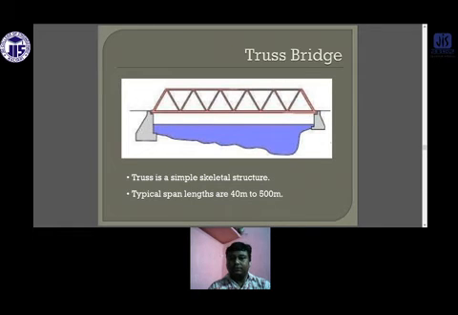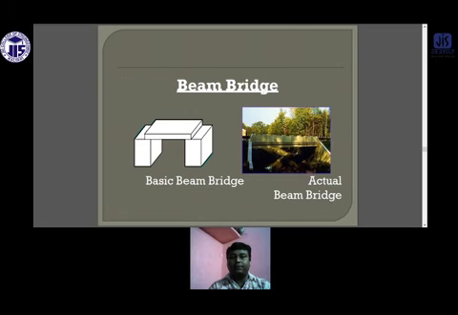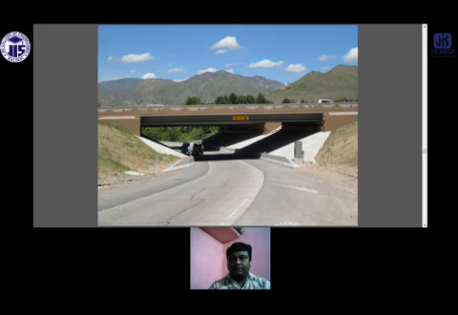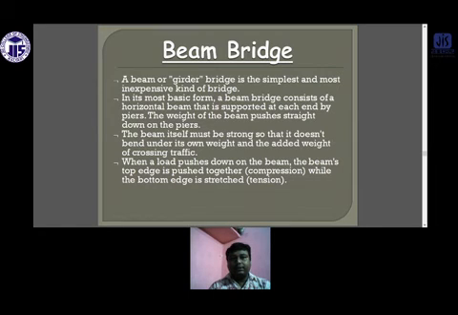This is the truss bridge. It is a simple skeleton of the bridge. It is in between 40 meters to 500 meters. This is the beam bridge. The beam bridge, or girder bridge, is the simplest and most inexpensive kind of bridge. It is the most basic form of the beam bridge.